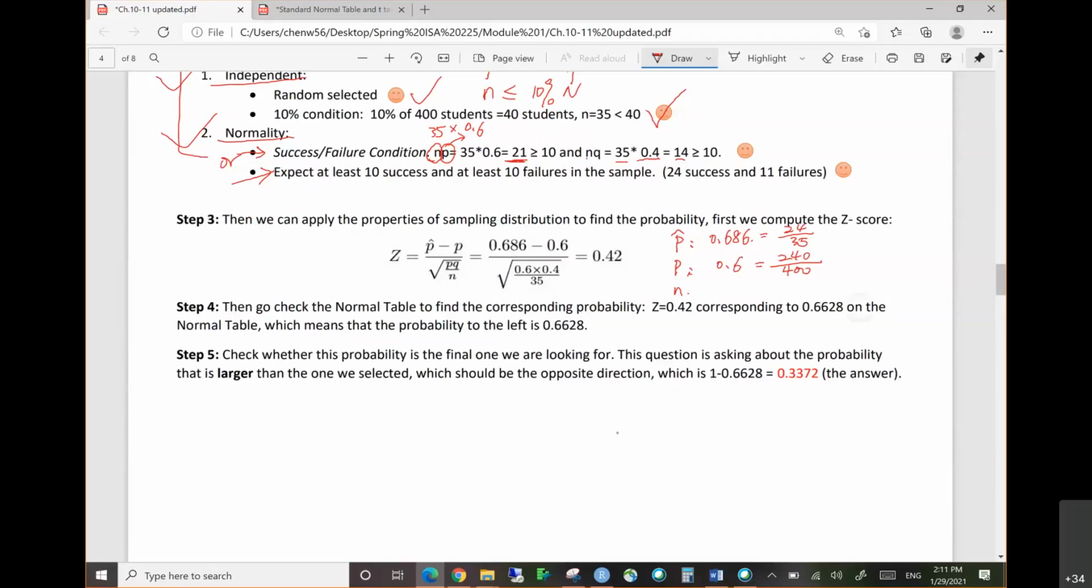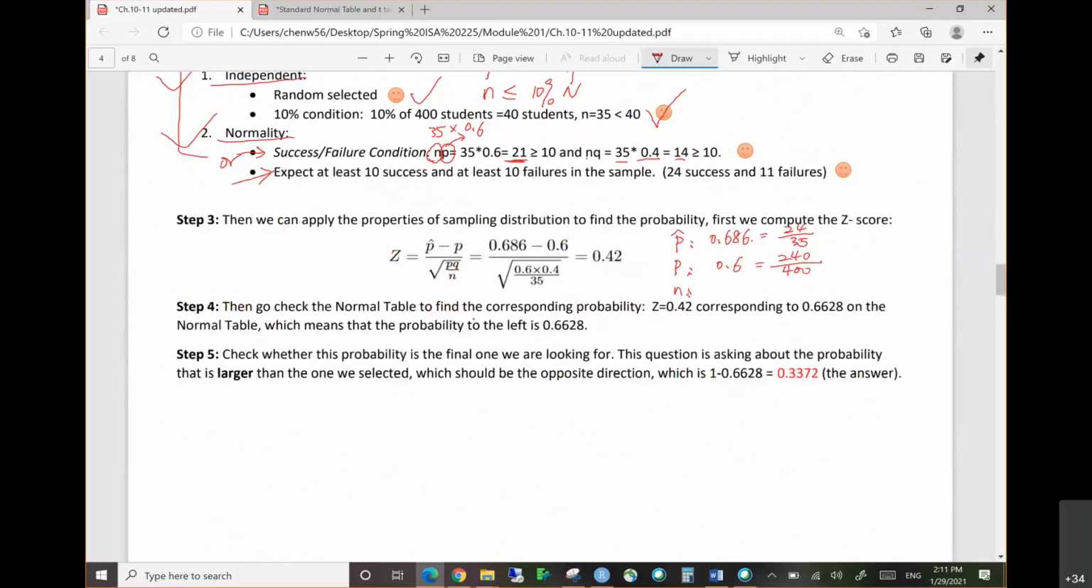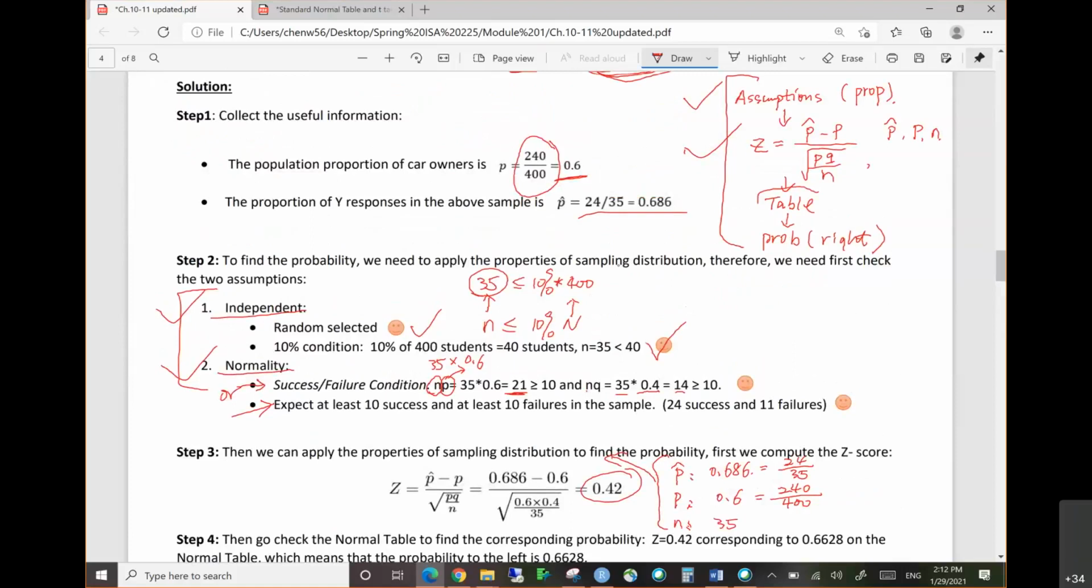Okay, what is the sample size? How large is your sample? How many objects in your sample? 35, right? There are 35 responses in your sample. So n is 35. All right, so now plug all of these values into the formula, and you can get your z calculated as 0.42. So now you have the z-score. Once you have the z, the next step always goes to the normal table. All right, so now let's go to the normal table.